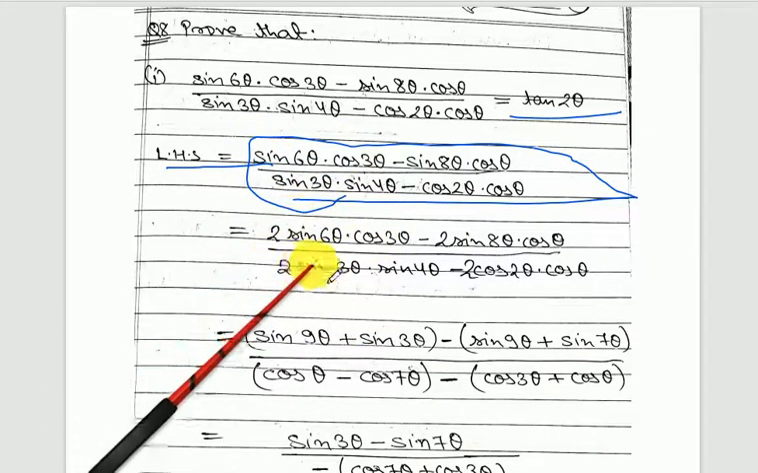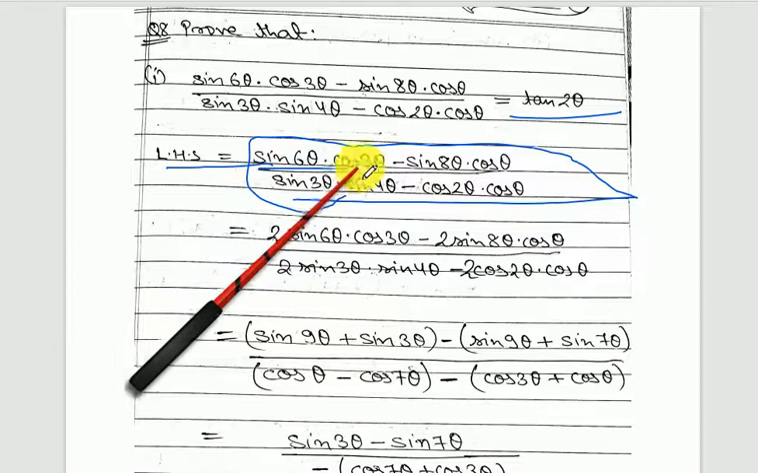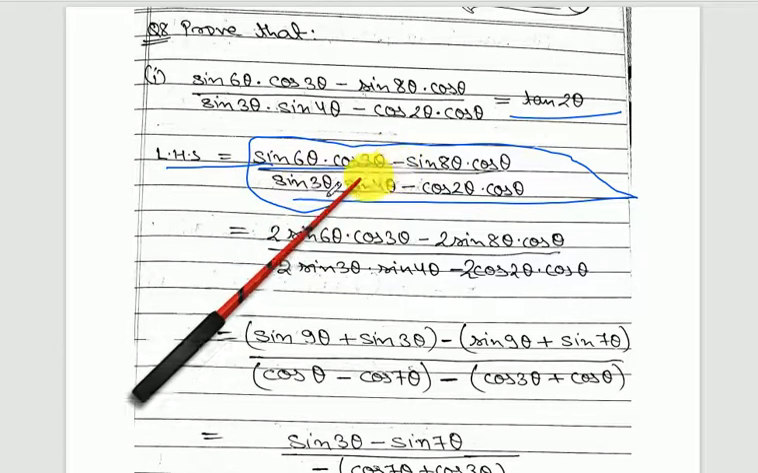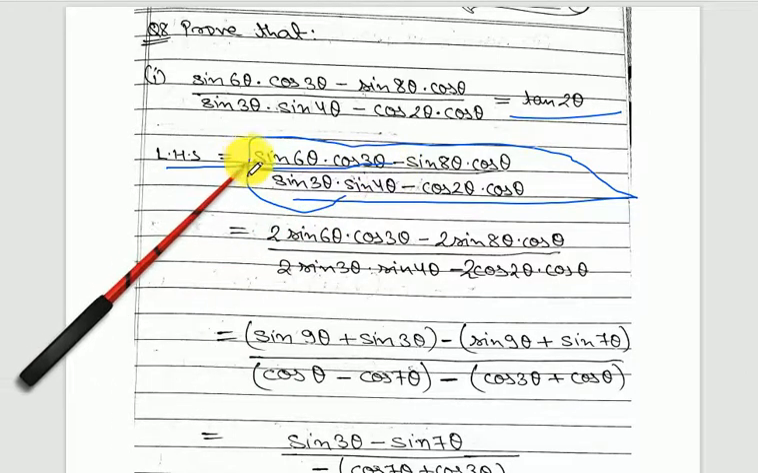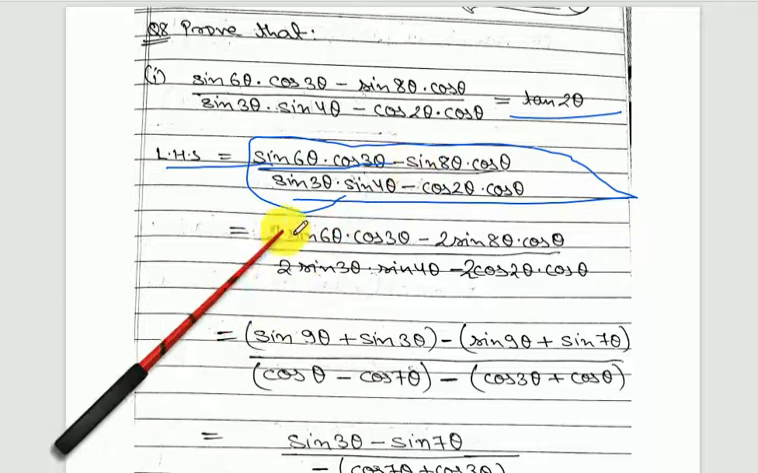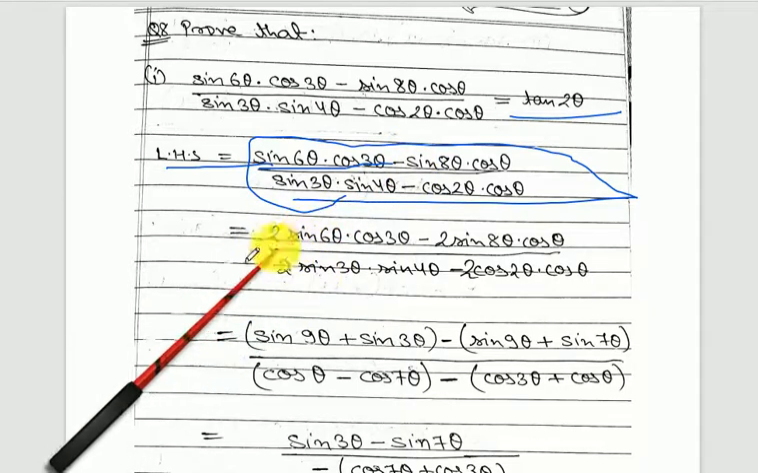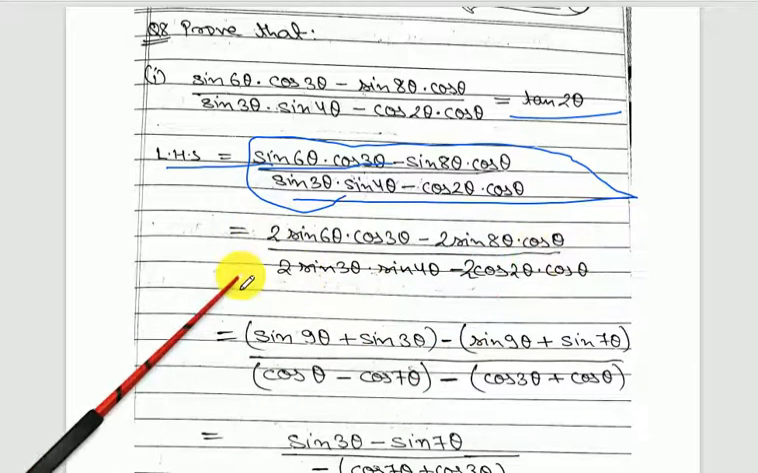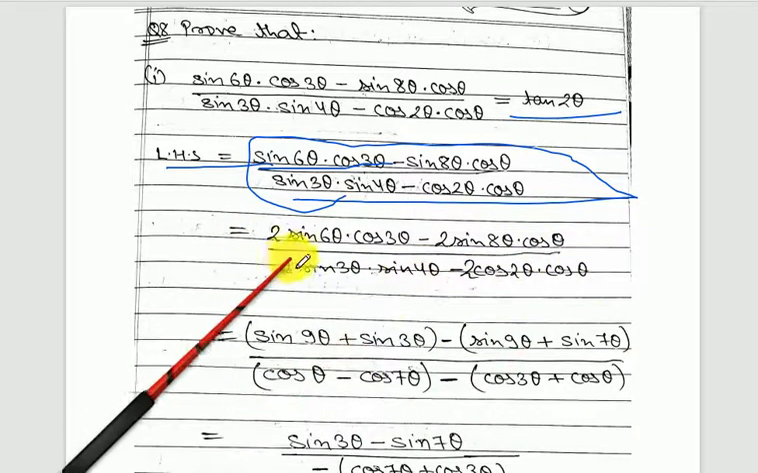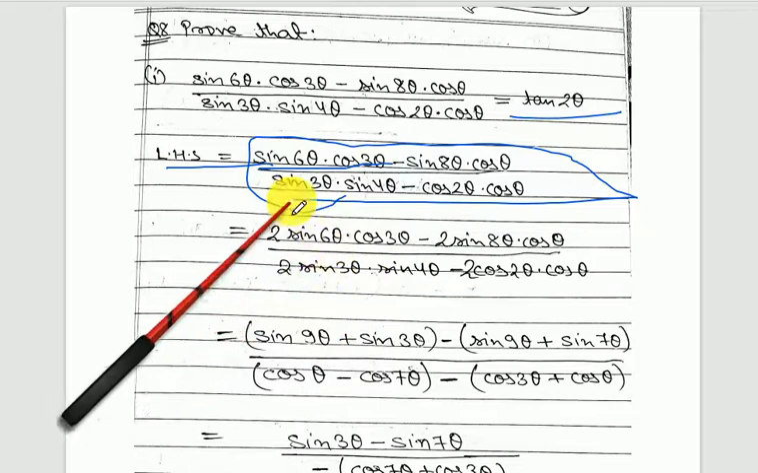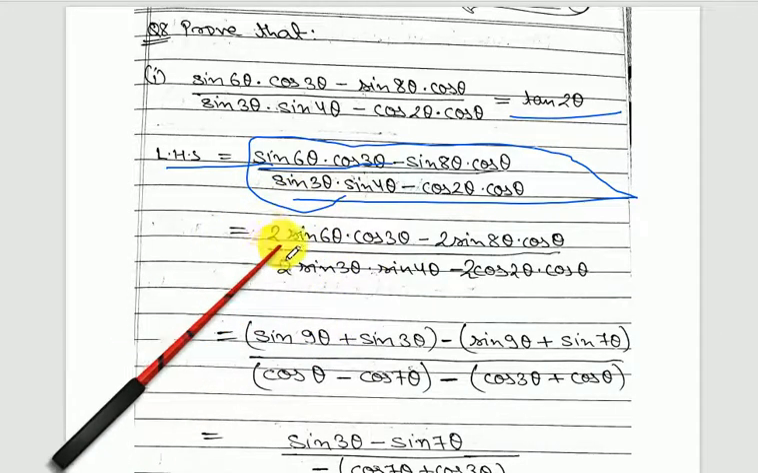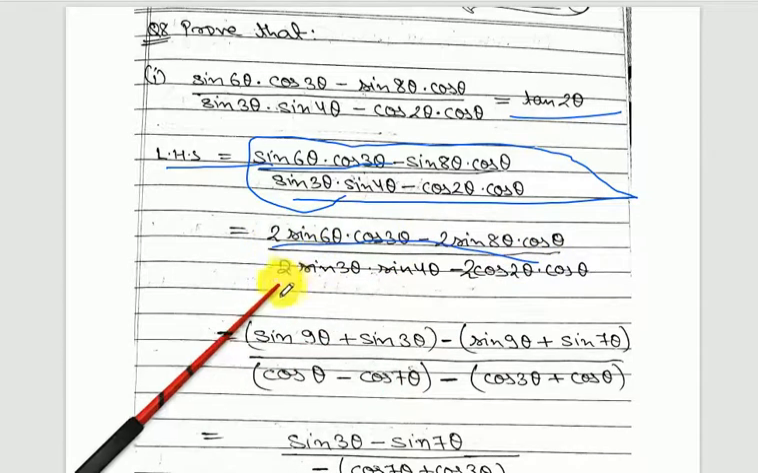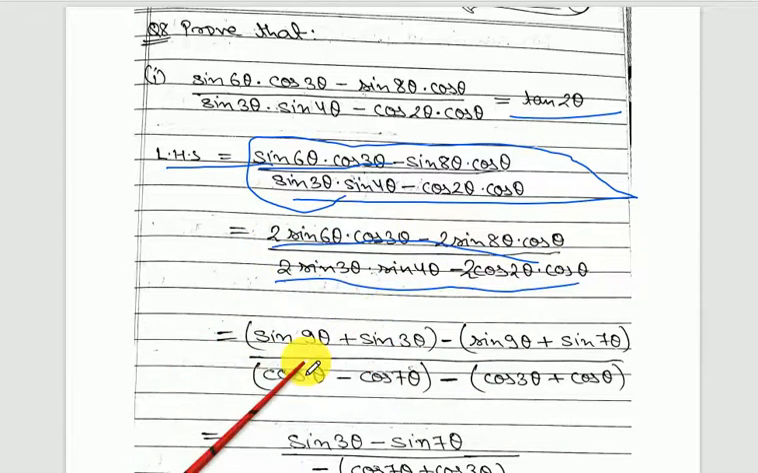Now in the numerator, for sin 6θ cos 3θ we can use the formula 2 sin a cos b, but here we can see that 2 is not there. So what we'll do, we will multiply and divide by 2. In the numerator we'll multiply by 2, and in the denominator also we'll multiply by 2. In that way there will be no change in the left hand side. So when we multiply numerator and denominator by 2, we'll get this.